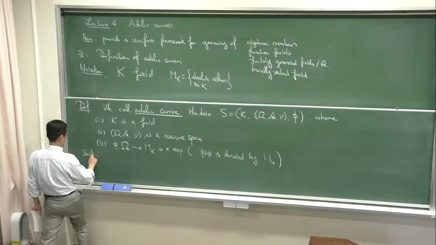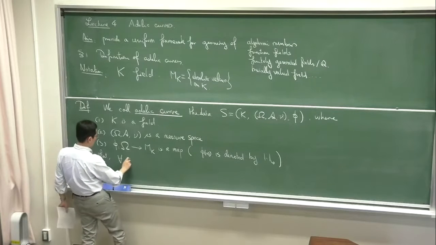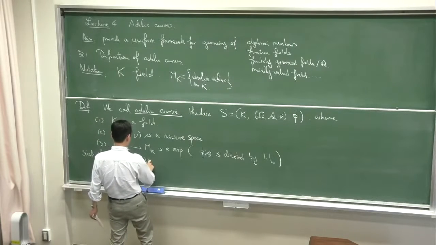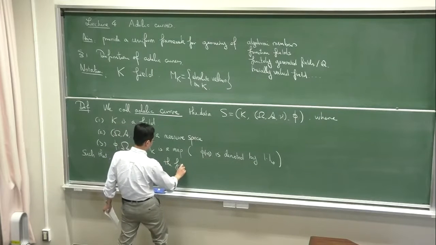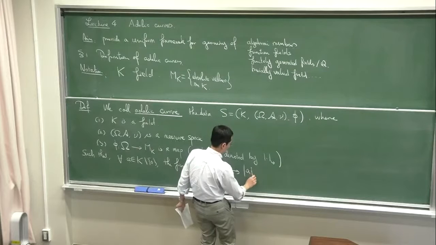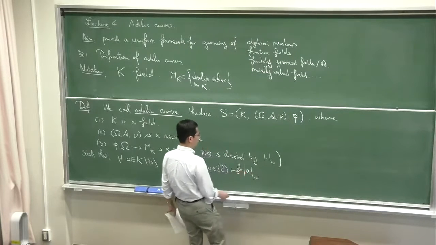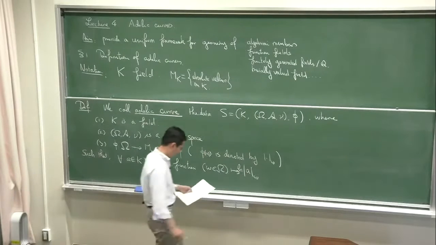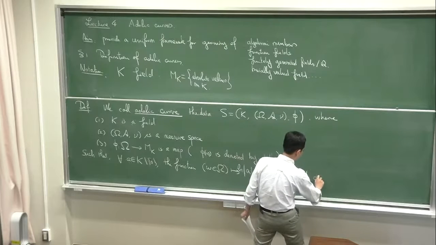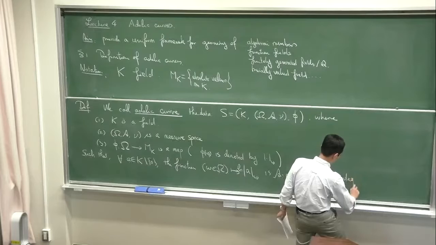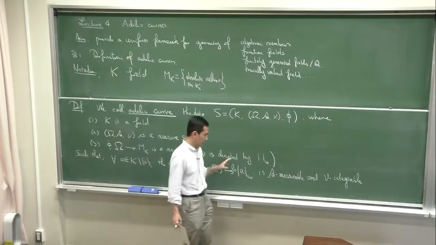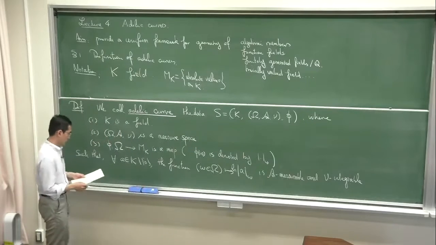Such that for any nonzero element a in K, the function omega goes to the logarithm of the absolute value of a with respect to the absolute value indexed by omega is measurable and also nu-integrable. That requires that if you evaluate log of the absolute value of any nonzero element, you obtain an integrable function on Omega.